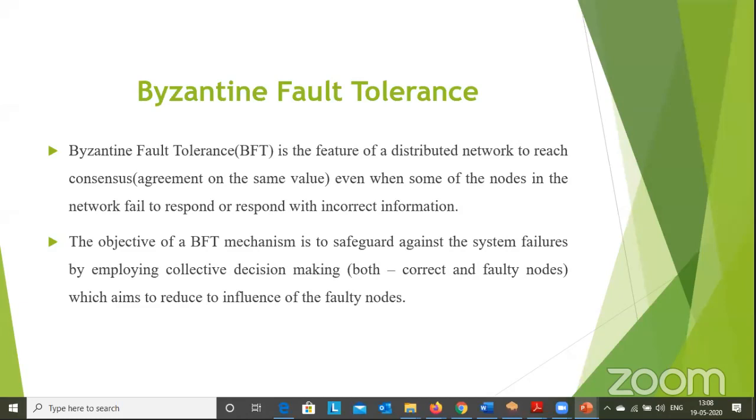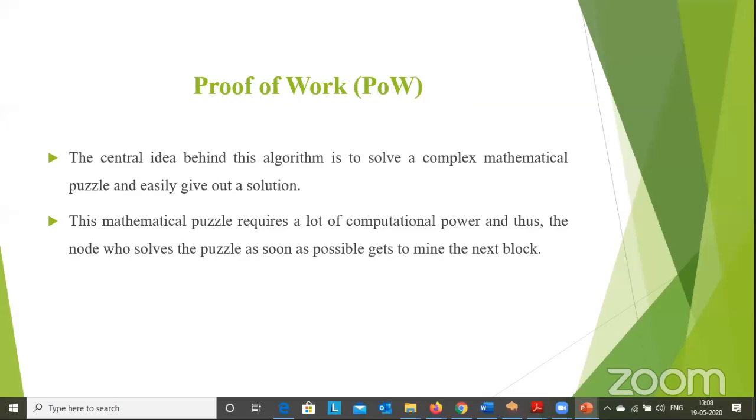BFT is Byzantine fault tolerance. This is the feature of a distributed network to reach consensus even when some of the nodes in the network fail to respond or respond with incorrect information. In order to avoid Byzantine nodes, we have an algorithm called BFT that will take care of faulty nodes. Next, we have one more consensus algorithm, like proof of work.